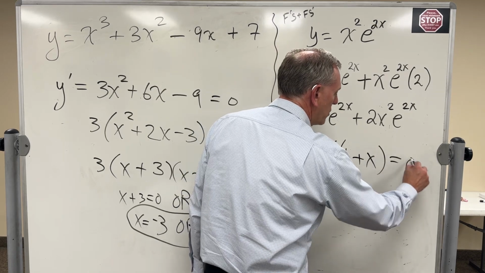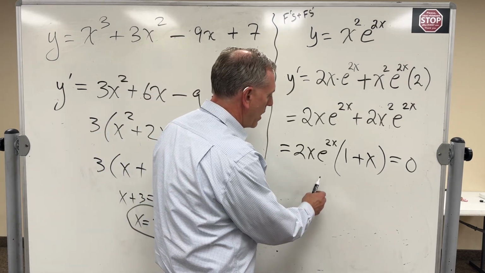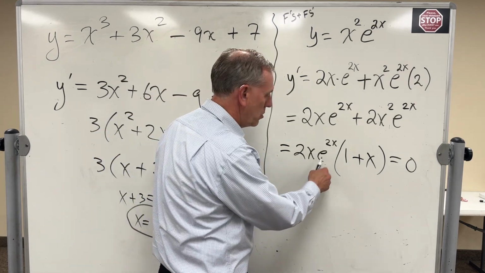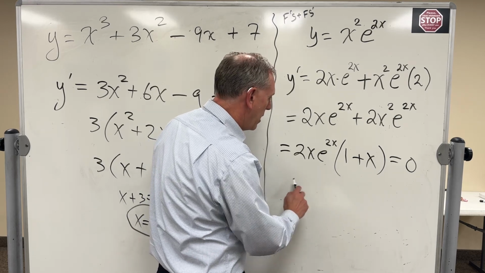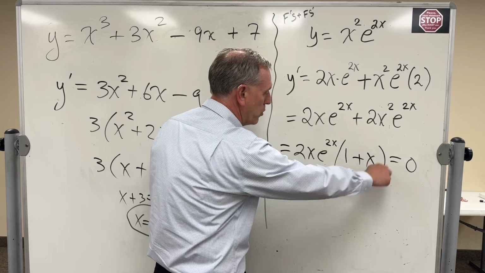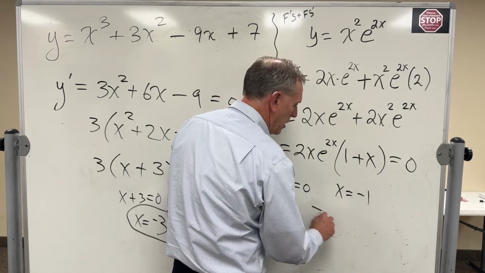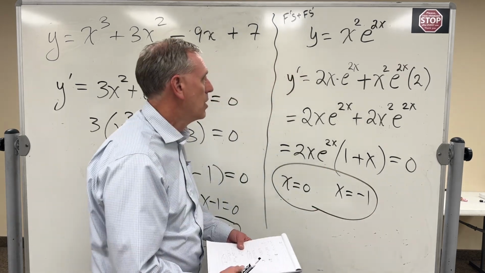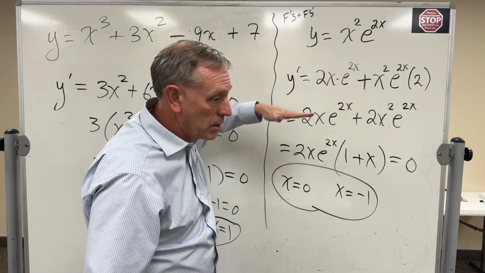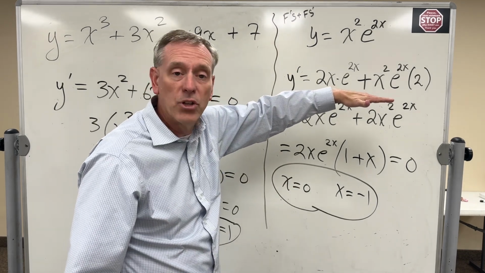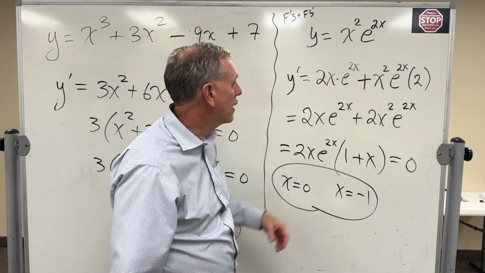And if we set this equal to 0, e to the 2x is never 0. There's no x value to get that to 0. 2 will never be 0. We can get x equals 0, which will produce a 0 on this. And we can get x is equal to minus 1. So those are the two values for x by which this function goes level, that the tangent line has a slope of 0. So these are mins or maxes.